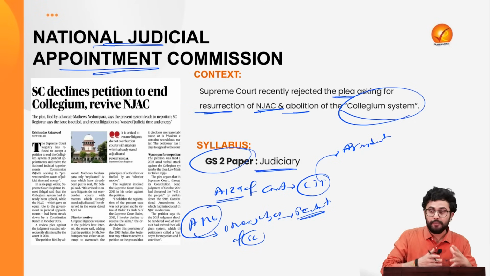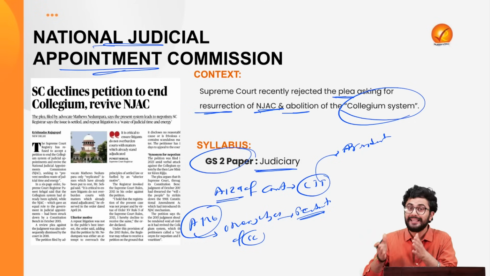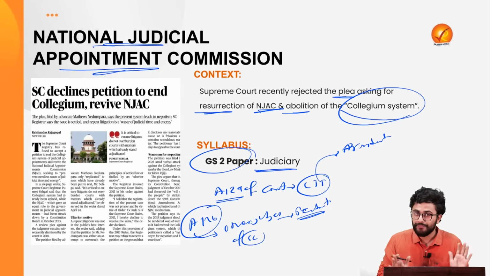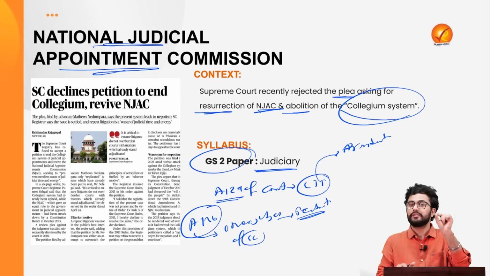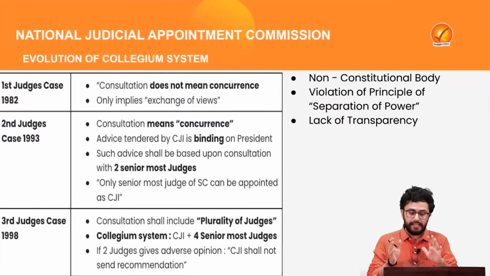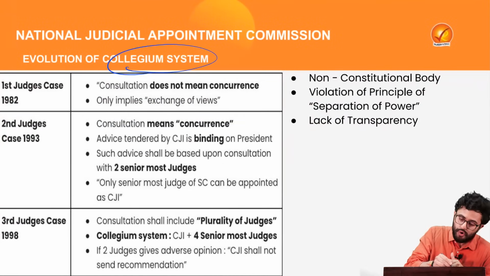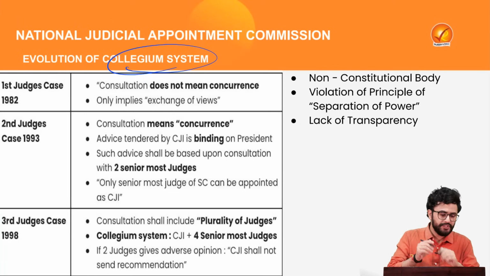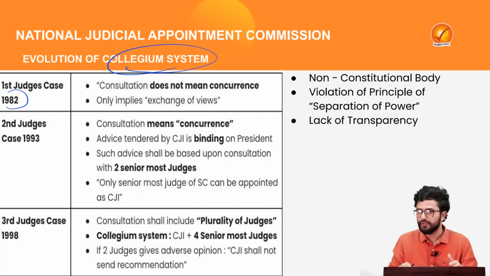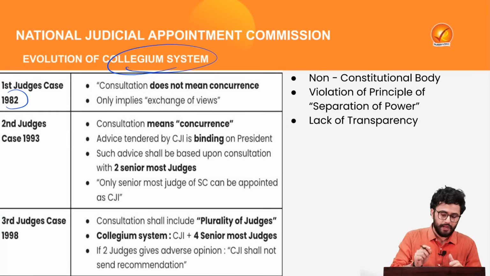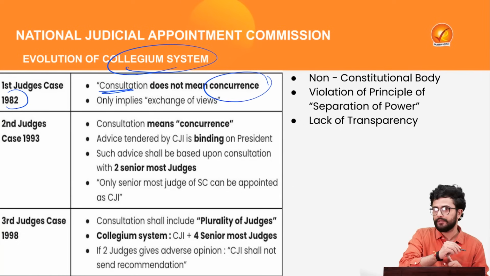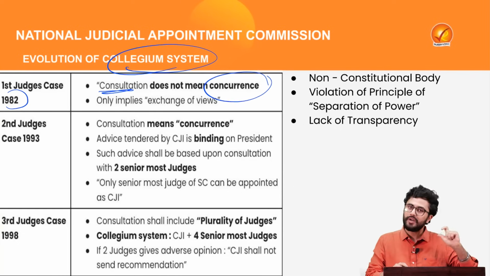So when the President is appointing the other judges of the Supreme Court, he needs to consult with the CJI as per the Constitution. The controversy arose on this term itself, leading to the evolution of the collegium system through the judges' cases. In the first judges' case of 1982, the Supreme Court held that consultation does not mean concurrence. So it is only limited to consultation.